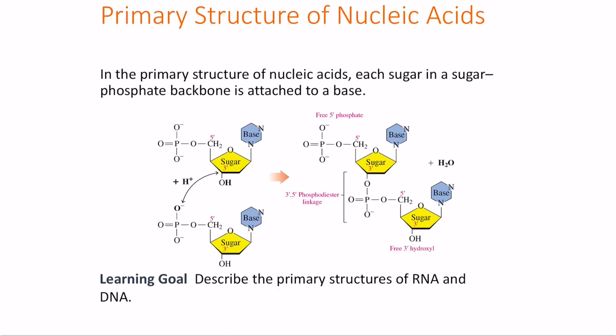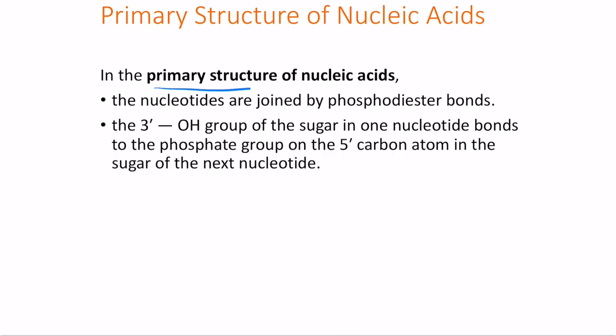Now, let's talk about the primary structure of nucleic acid. The primary structure involves the formation of a phosphodiester bond. The phosphodiester bond forms between the third carbon, the oxygen connected to the third carbon, and the phosphate group attached to the fifth carbon of the next sugar. This 3-5 phosphodiester linkage is the main reason why nucleic acids create a linear polymeric chain. So the primary structure of nucleic acids involves nucleotides joined by phosphodiester bonds.